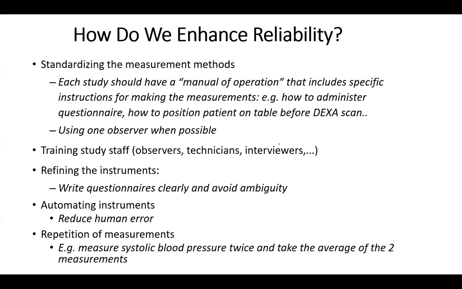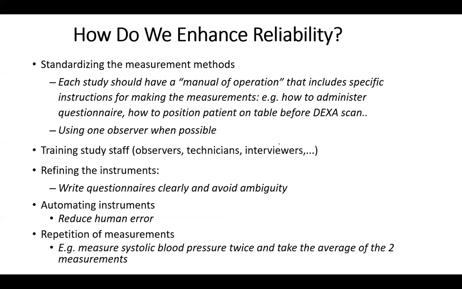How in general do we enhance reliability? If we're talking about inter-rater reliability, it means we have to have a standardized method, right? A standardized method, protocol, what we call SOPs, standard operating procedures, a manual of operations. So we put specific instructions. When you put specific instructions, the data will be collected the same way, using the same method, consistently, and therefore you can improve your reliability, meaning the consistency of the measure that you are getting.